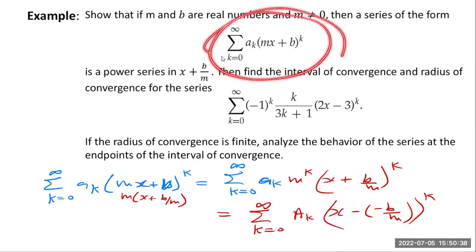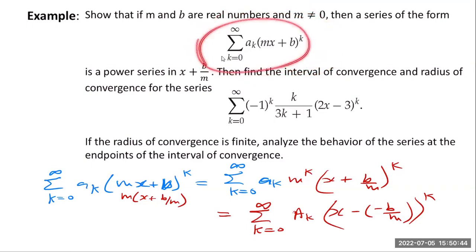Even though a series is given in this form, it turns out that this is going to be a power series at the end of the day. You can rewrite this so that it looks like a power series. All right, given that, the next part of that example is to find the interval of convergence and the radius of convergence for this given series.